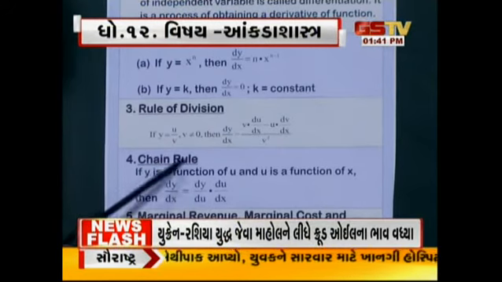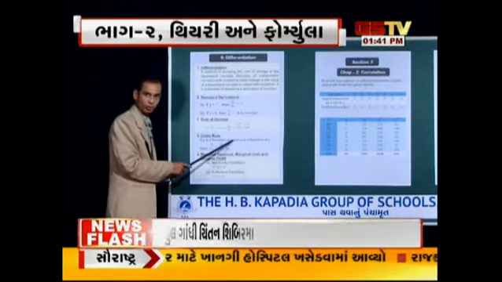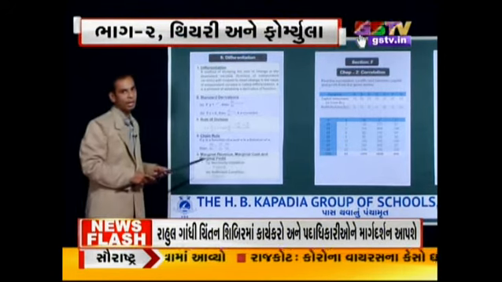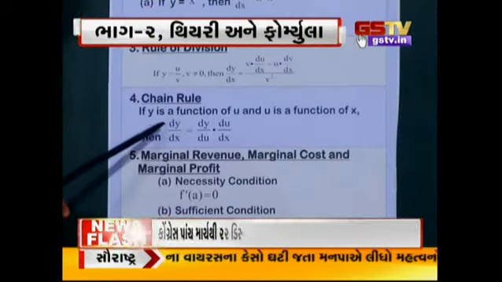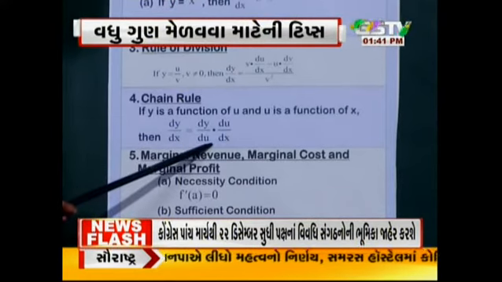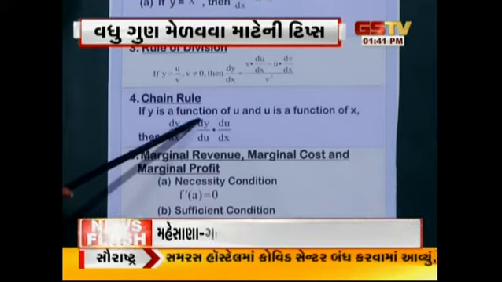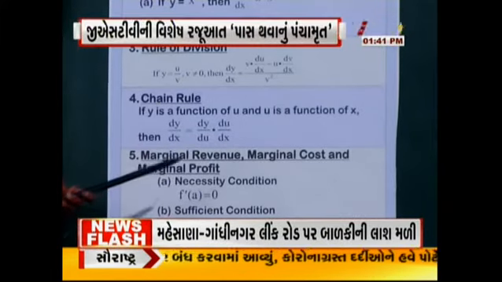Next, chain rule. If y is a function of u and u is a function of x, then we have to apply the formula of chain rule. To find the derivative dy upon dx, we have to apply this formula. Dy upon dx is equal to dy upon du into du upon dx.